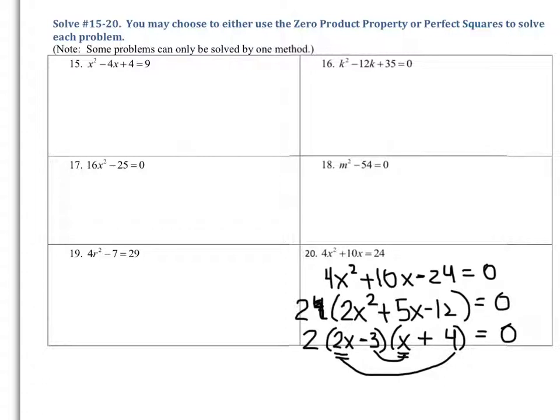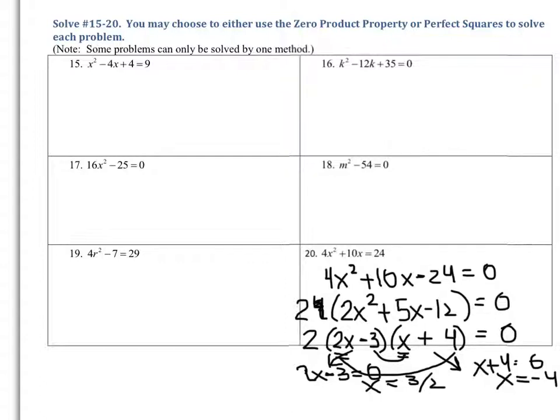Now the zero product property says that if you're multiplying 3 things together and it equals 0, then at least one or all of them are 0. So we know 2 cannot equal 0, but could 2x minus 3 equal 0? Yes, it could. And could x plus 4 equal 0? Yes, it could. So my 2 solutions would be x equals negative 4, and on this side, if I add 3 and divide by 2, I get x equals 3/2. So those are the 2 answers.